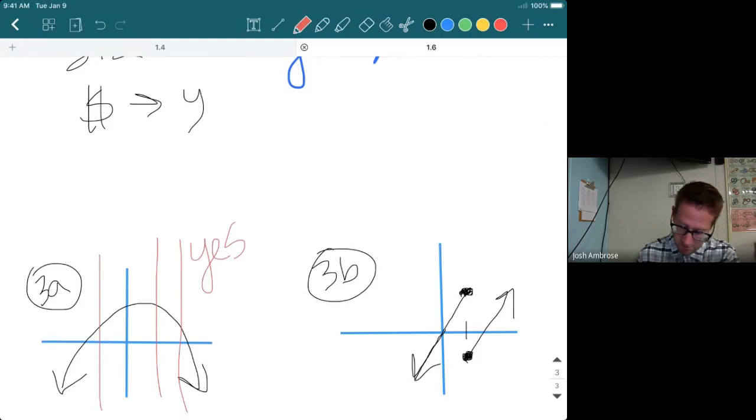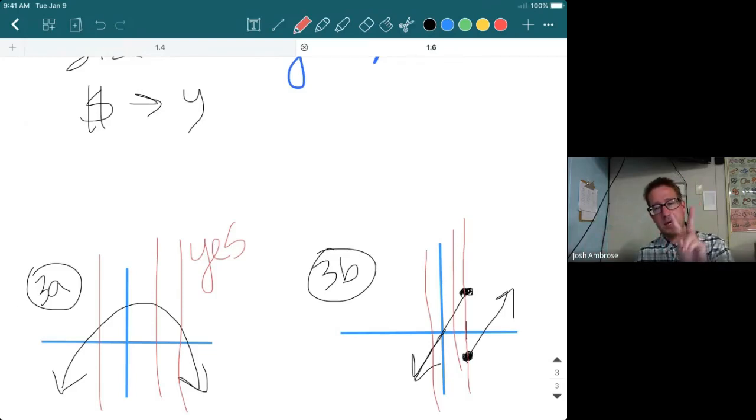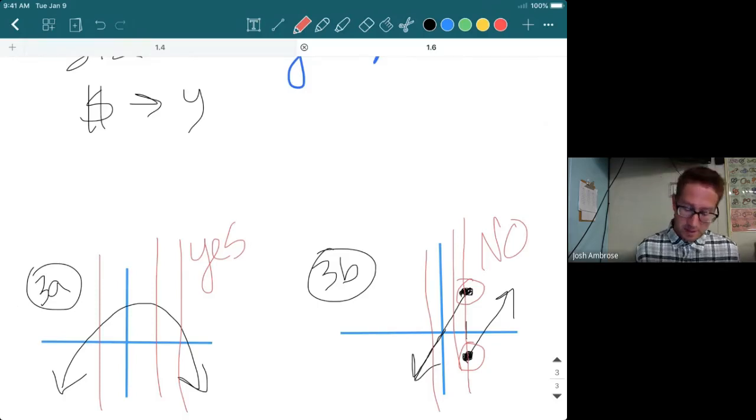Okay, let's do the vertical line test for 3b. All right, I hit the graph one time. I hit the graph one time, but it's this part right here. If I hit that point and keep going down, I will hit a point on the other line. So that's actually 2 hits with one vertical line. So it's because of this point right here and this point right here that the answer to 3b is no, not a function.